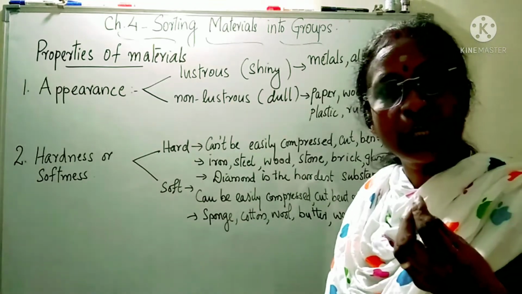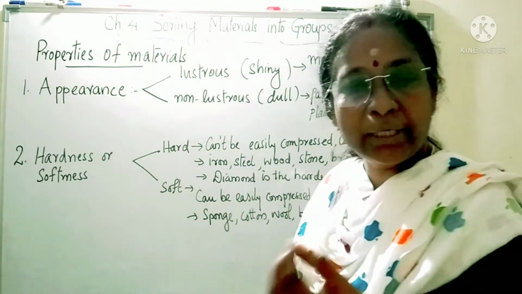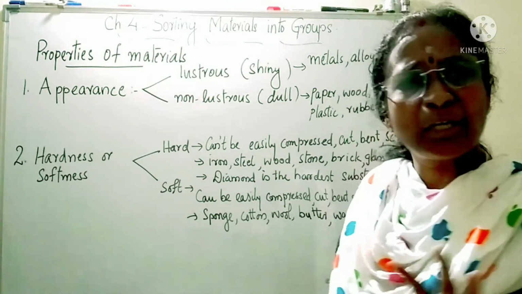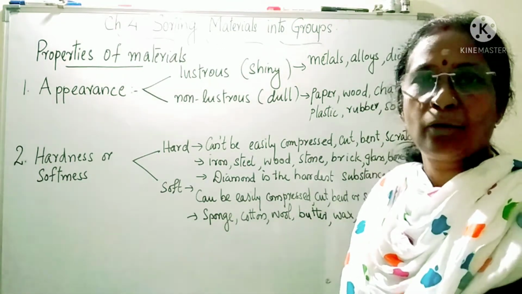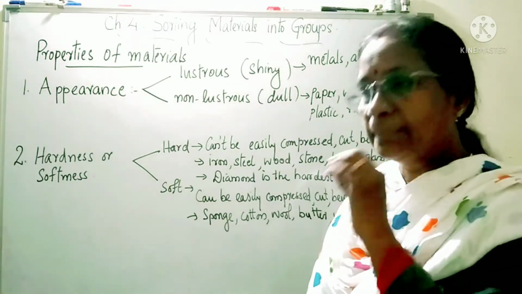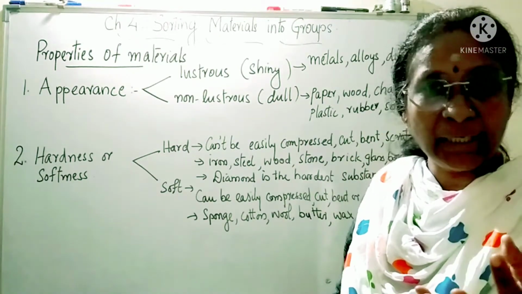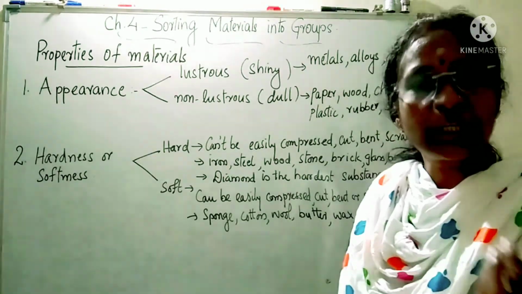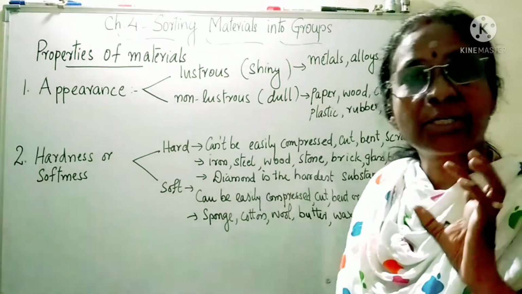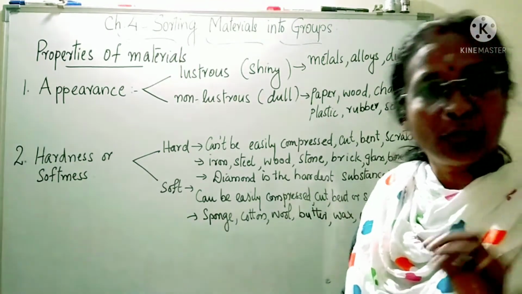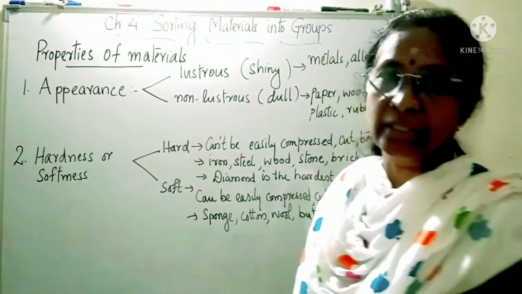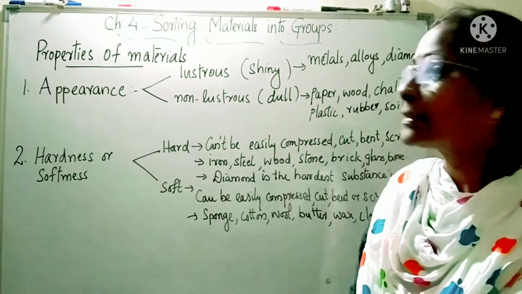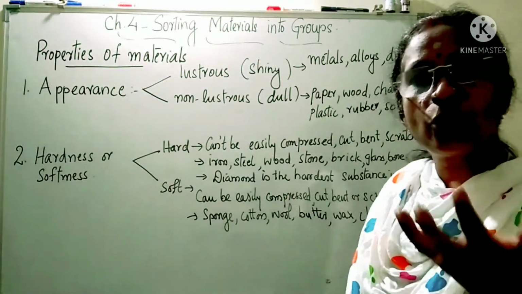See, some of the things, they shine. When you look at it, it shines. Some of them, they don't shine. It looks a little dull. Okay, so the things which give a shining appearance are called lustrous. Lustrous means which gives a shining appearance. What is the word? Lustrous.